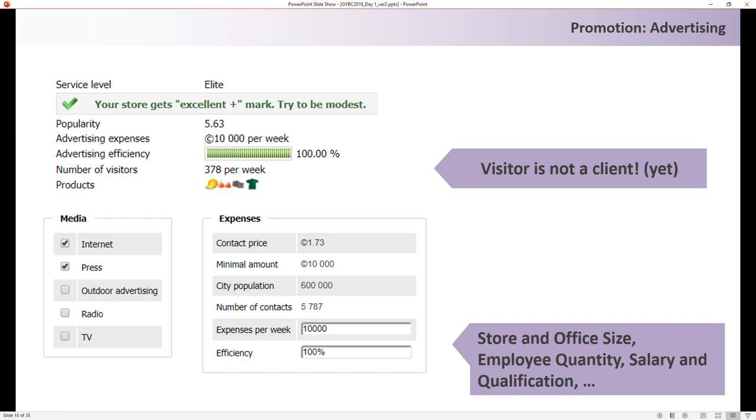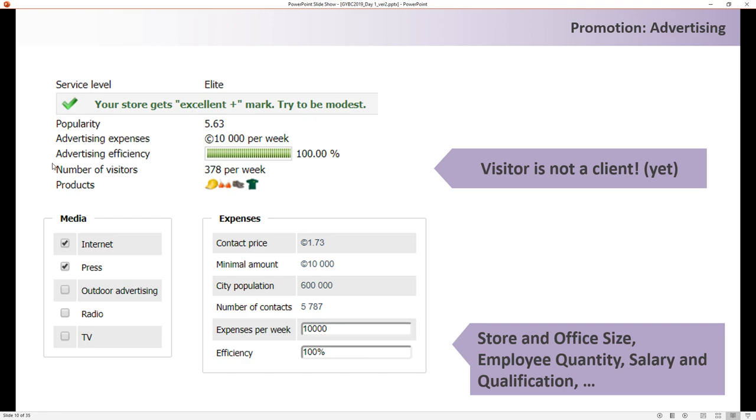As you see, the service level here, for example, is elite, the highest possible evaluation, which means your customers are happy and everything is great. Also, there's the popularity of the store, and depending on how well your store is faring, there will be either a high value or a low one, as well as a number of visitors. That means how many people per week come into your store.